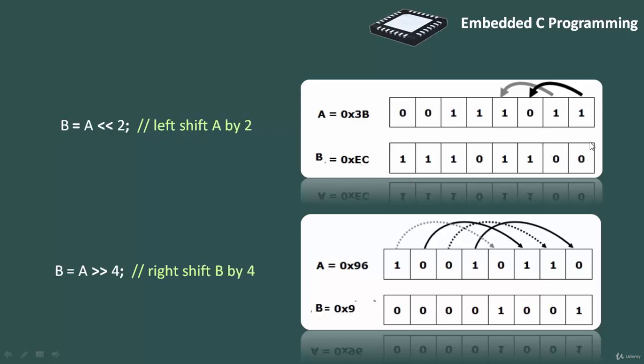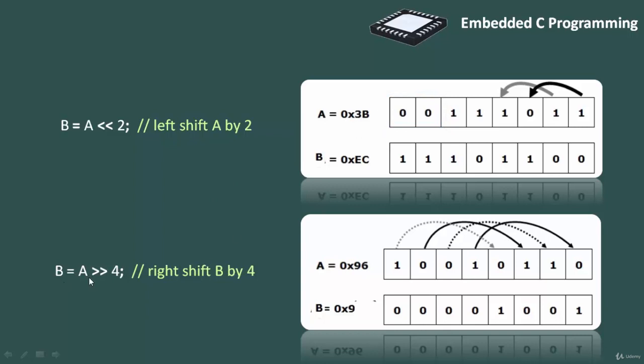You can see here, since we are performing the left shift operation by 2 bit positions, the entire register content gets shifted 2 bit positions to the left side. Hence, these two vacated bits will get filled with 0 and these 2 bits will get discarded.